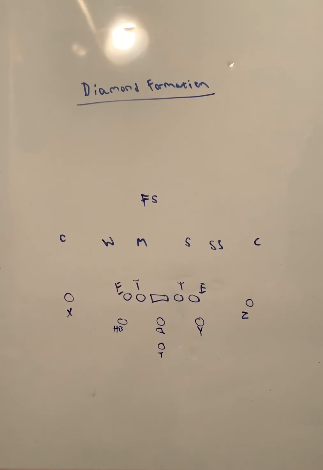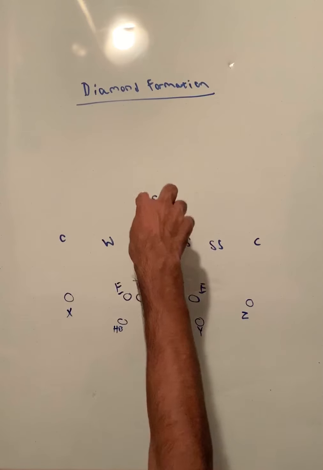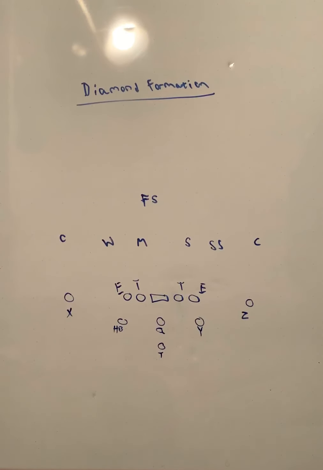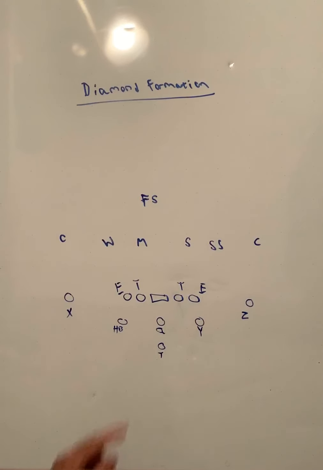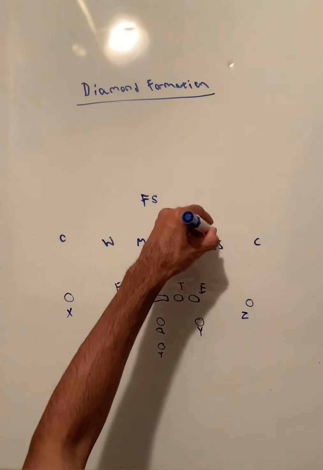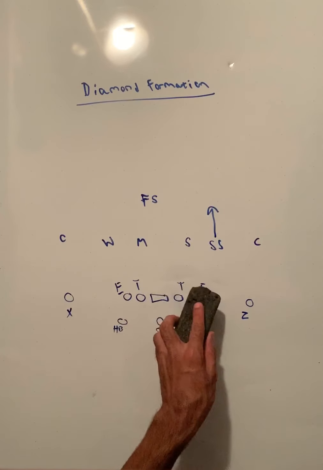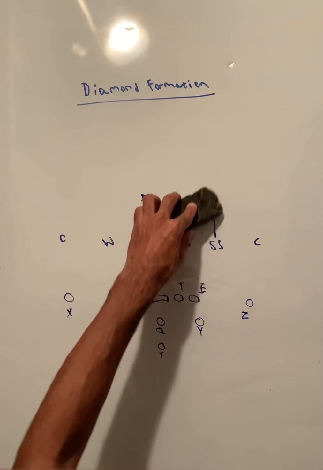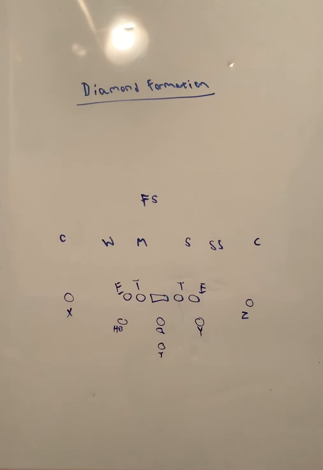So that means they've got 4 and 4, and you've got a single high look, which means a single safety on top. If it were a double high look or a 2 high look, there would be 2 safeties, right? And that would basically pull this strong safety up, right? And then you would have 1, 2, 3, 4, 1, 2, 3. So you'd have a 7-man box. But this play, I'm going to teach it running off a single high look.